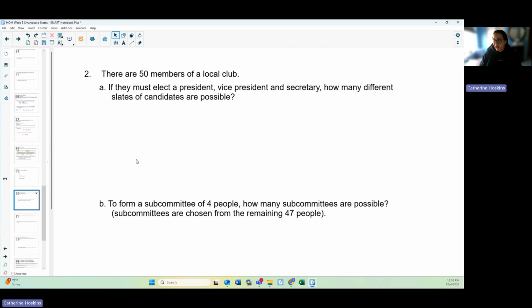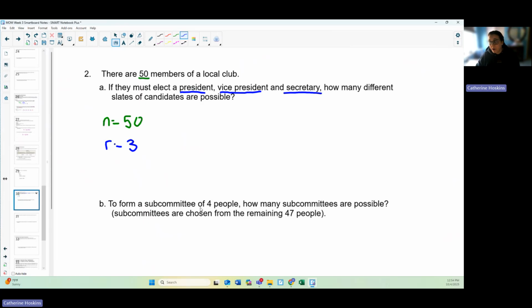So this is one of those type of problems. We say that there are 50 members of a local club. So what we've just figured out in that first sentence is that our N is going to equal 50. It then says they must select a president, a vice president, and a secretary, and they want to know how many different slates of candidates are possible. Well, we've just selected 3 choices.